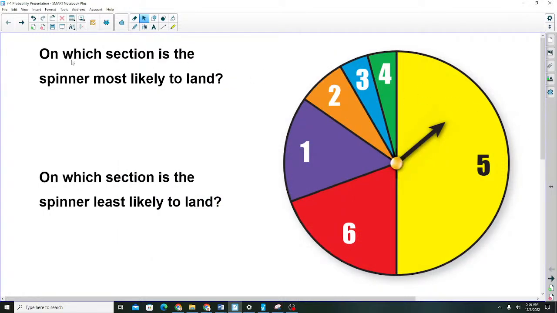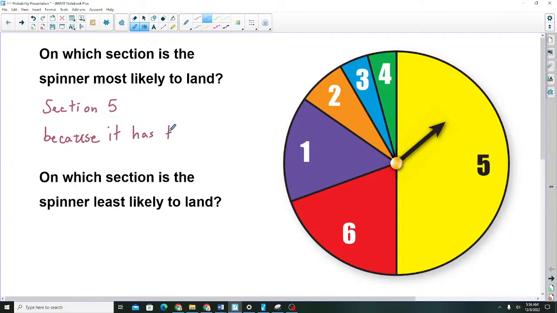Just an opening question. On which section is the spinner most likely to land? And hopefully this is not rocket science, but it should land mostly on 5. So section 5. Now why? Because it has the largest area.